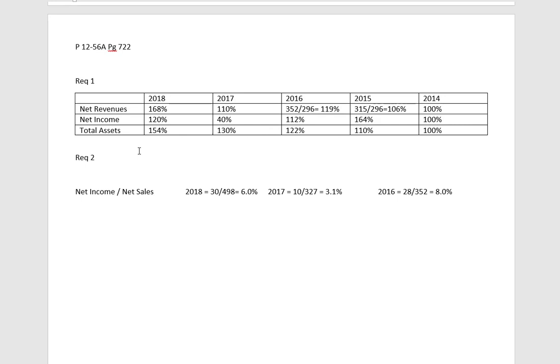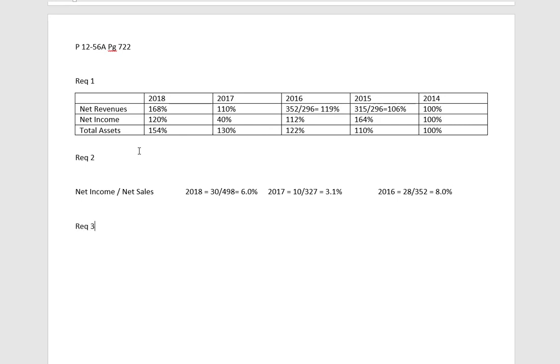What does it mean? It's really measuring the amount of net income for each dollar of net sales that you are getting, right? So if I sell $1 worth of stuff, how much of that dollar is actually net income, or how much of it goes to my bottom line? So you can see that the trend has been, it was 8% in 2016, dropped all the way down to 3.1% in 2017, recovered part of the way in 2018, but not the whole way.